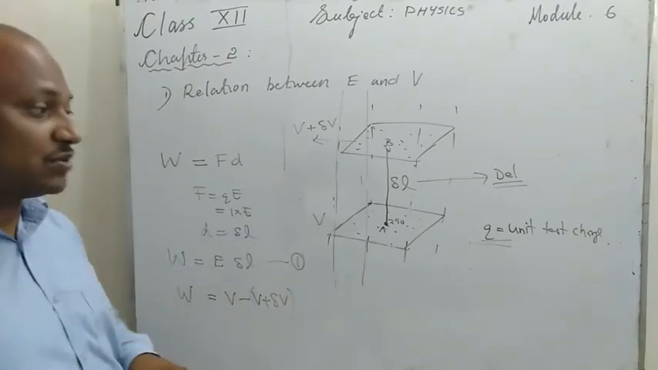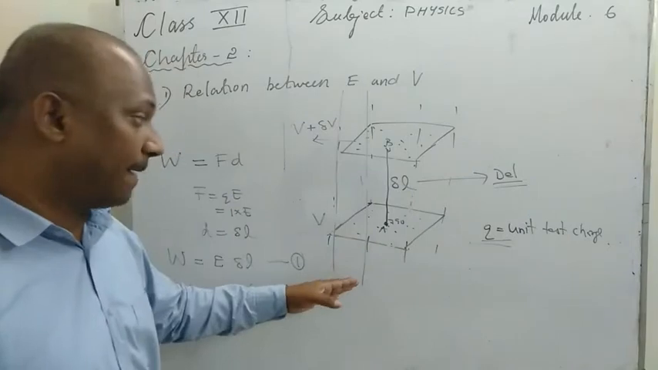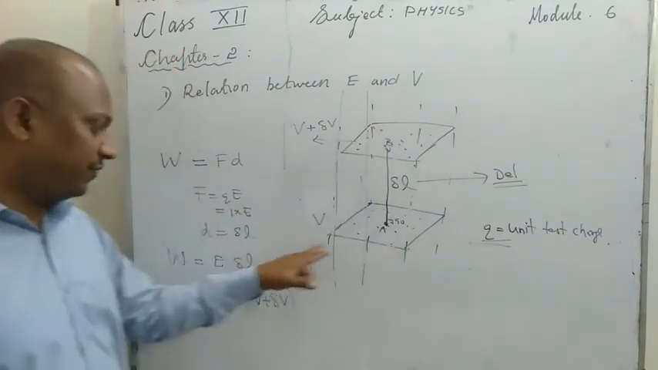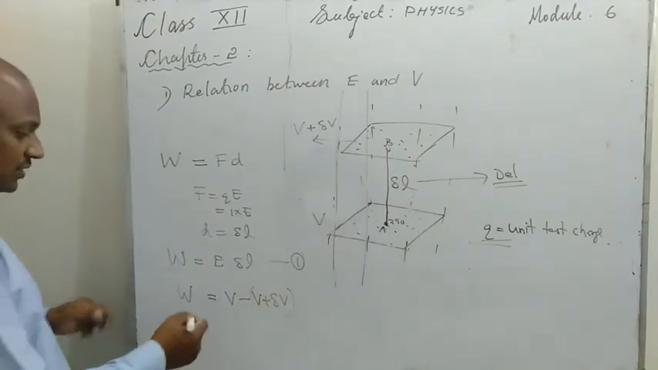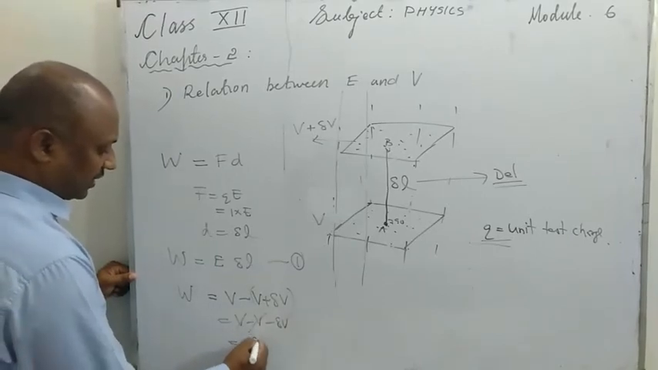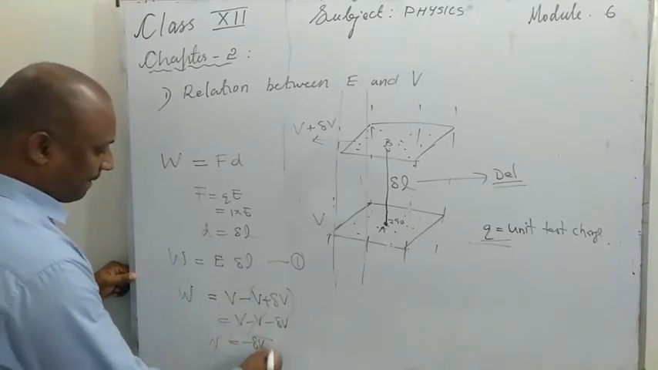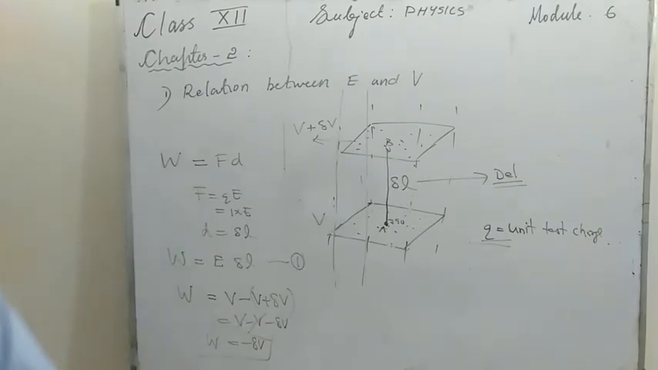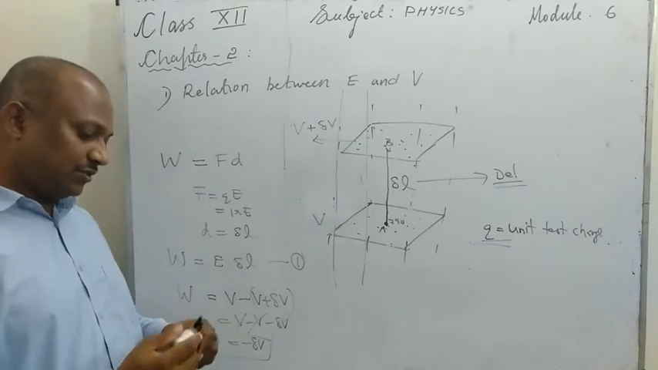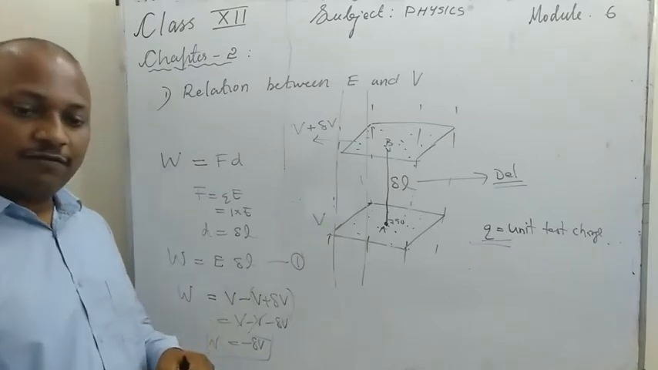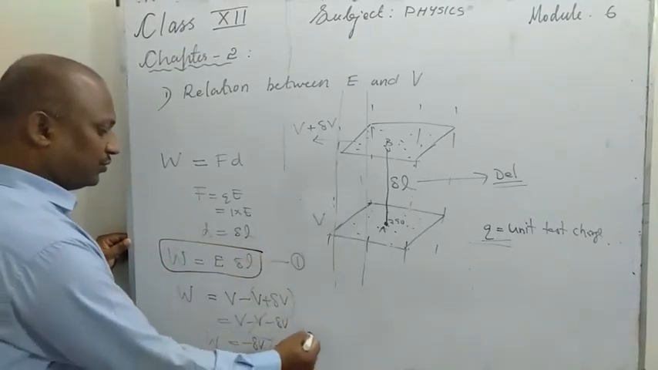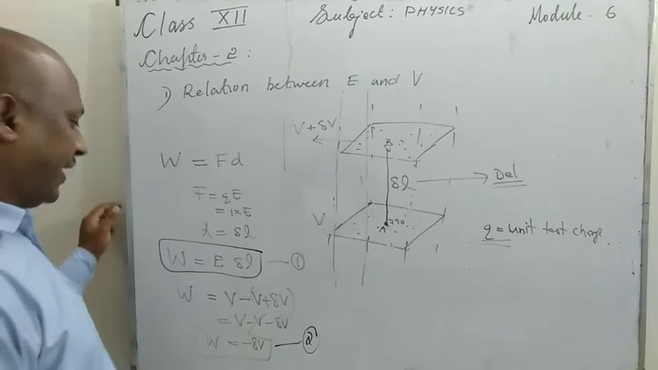Because a positive unit test charge will always move from a higher potential to a lower potential. So V is higher and V plus delta V is lower. So it will be V minus V minus delta V. V cancels, and minus delta V is the work done. But according to the definition of work done, force into displacement, this is the work done. So you got two different formulas, and you can equate them.